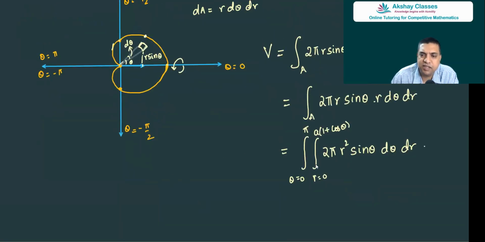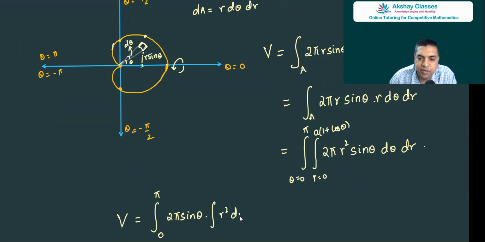So first is integral with respect to r. So volume will be first integral 0 to pi, treat all others as constant. So 2 pi sine theta is constant. Then integrate r square with respect to r. I'm writing steps for your reference, I would directly solve it.